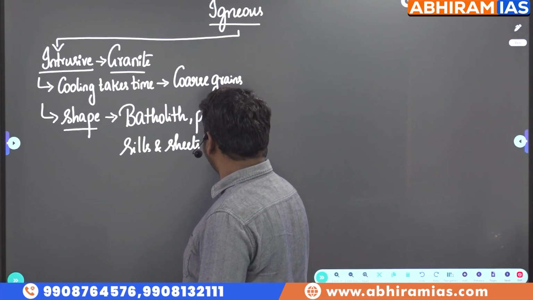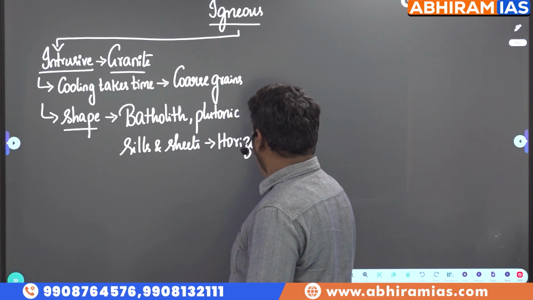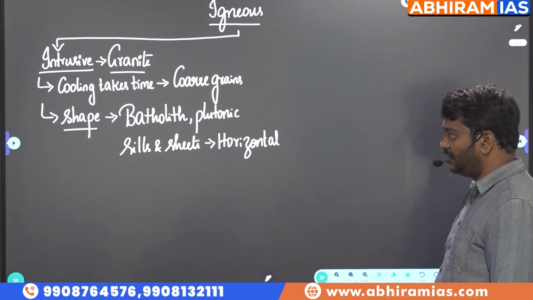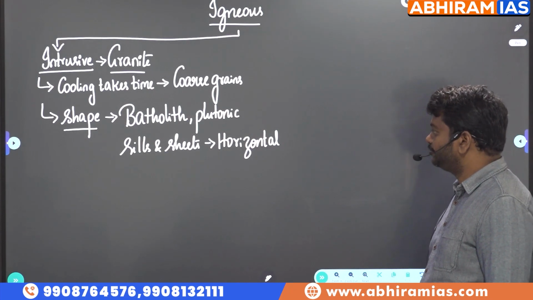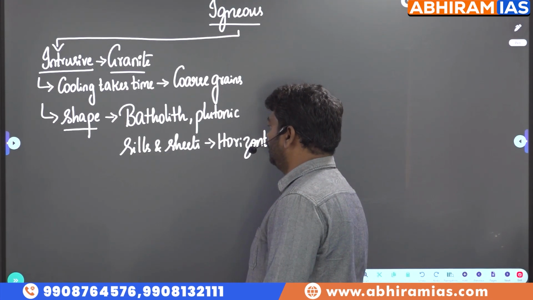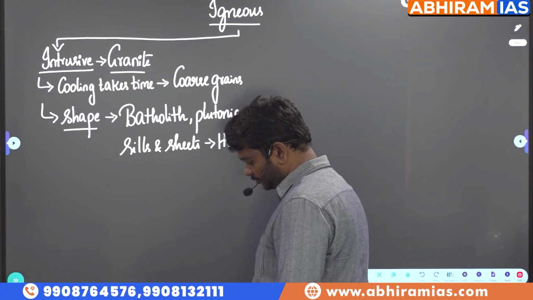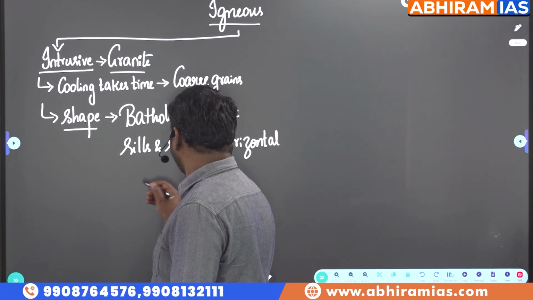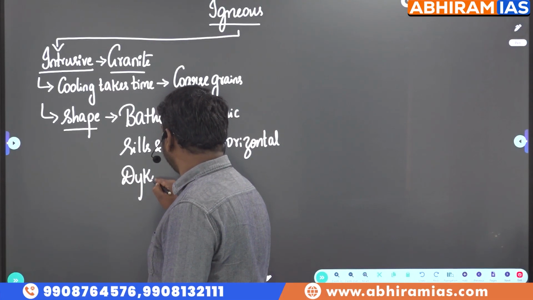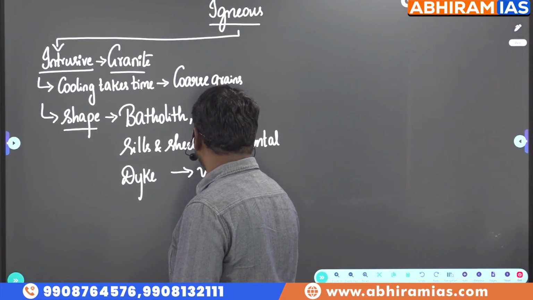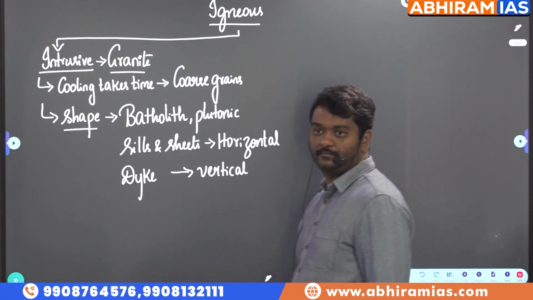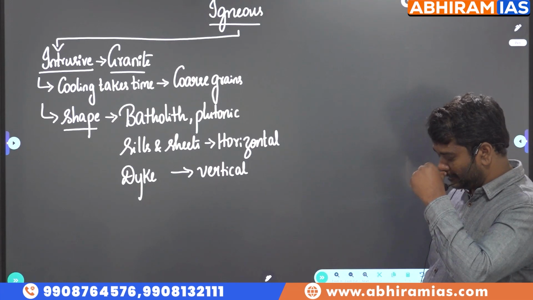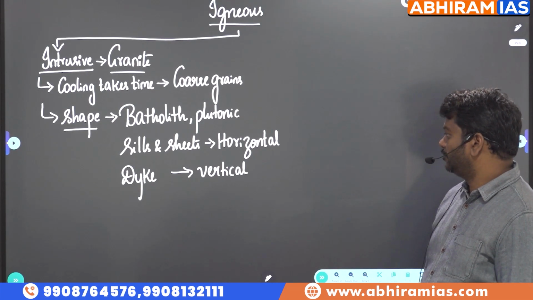Sills and sheets are horizontal. Dike is vertical.